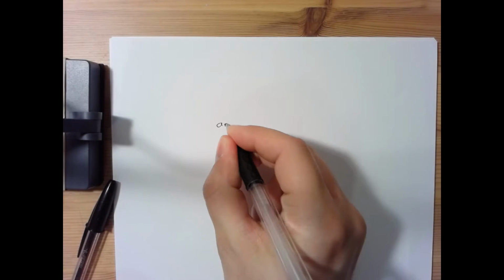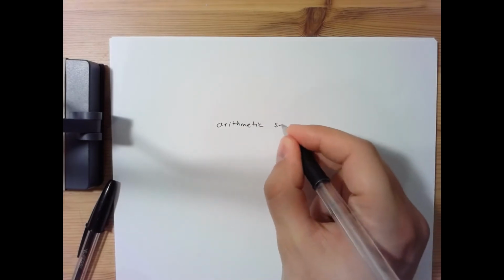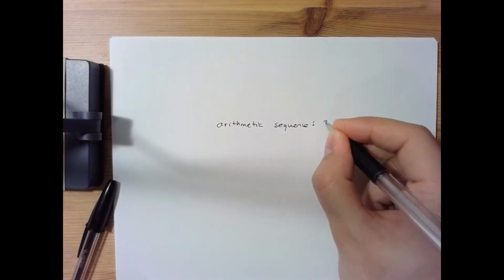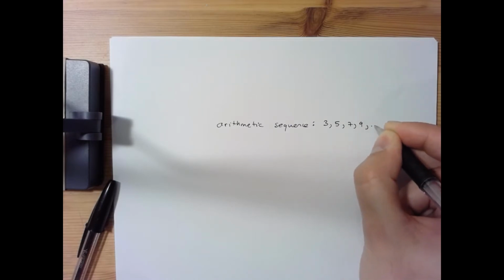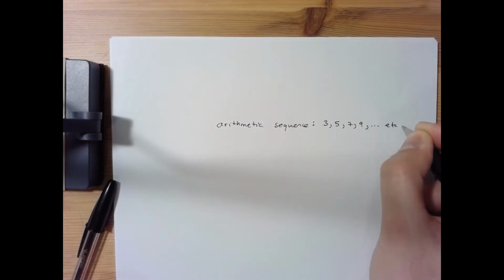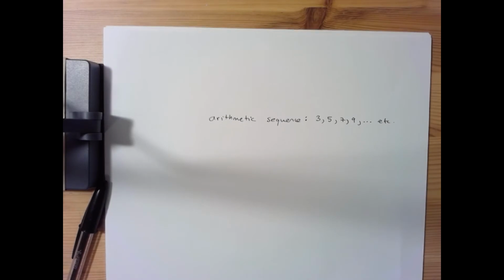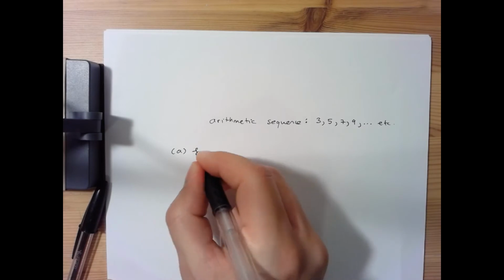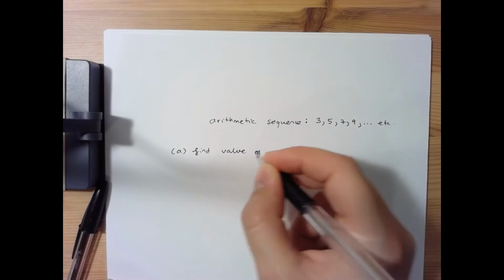So our question now is that we want to find the arithmetic sequence of the following set of numbers. So these are 3, 5, 7, 9, etc. Yeah, so continuous. Okay. So the first question might be something like this. Find the common difference d, right? So find the value of d.